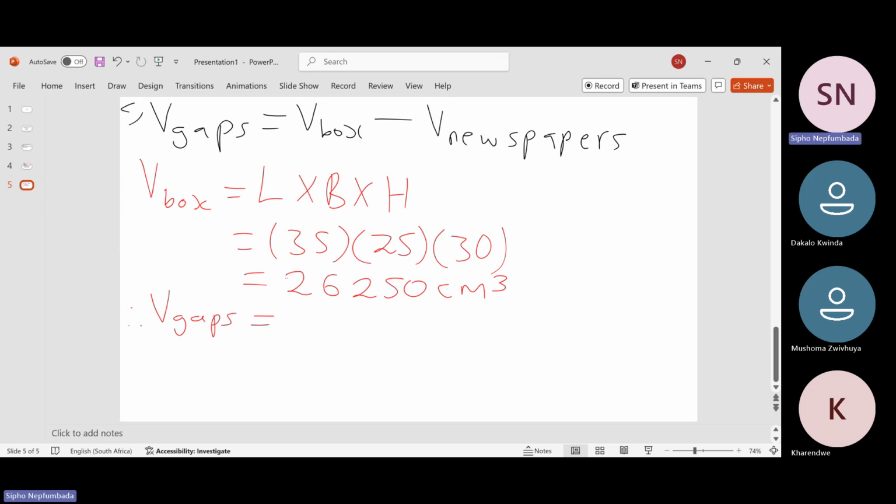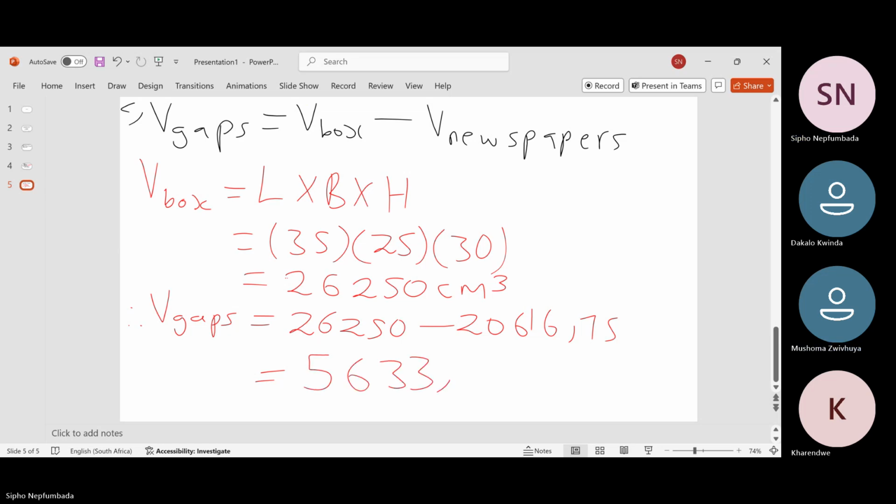So therefore, the volume of gaps is nothing but equal to the volume of the box minus the volume of the newspaper. Then we get what? 600. You said we get what? 56,25 centimeter cube.